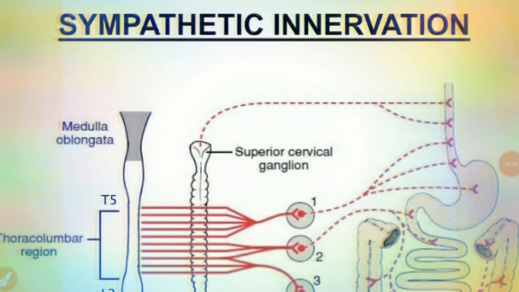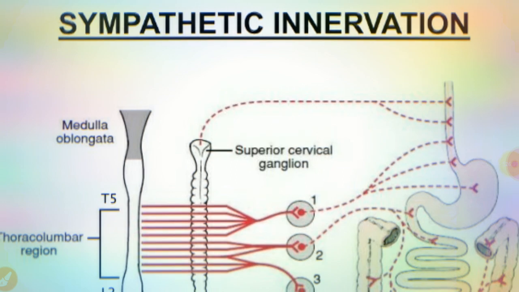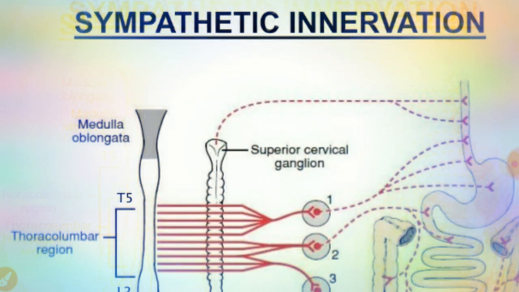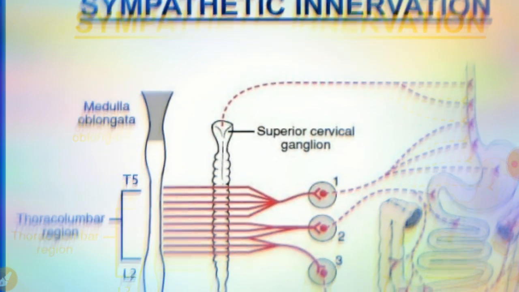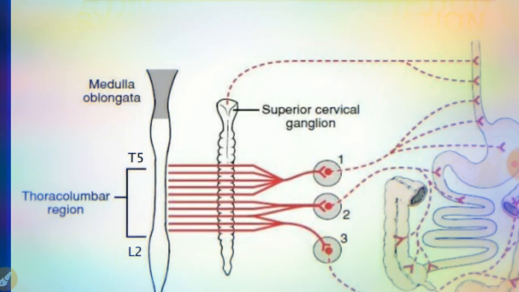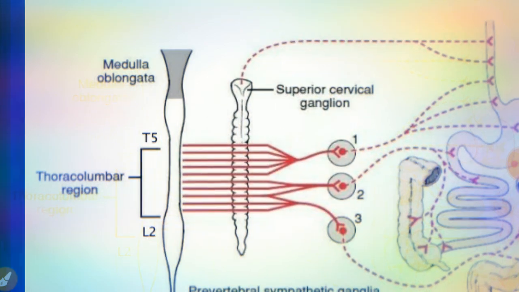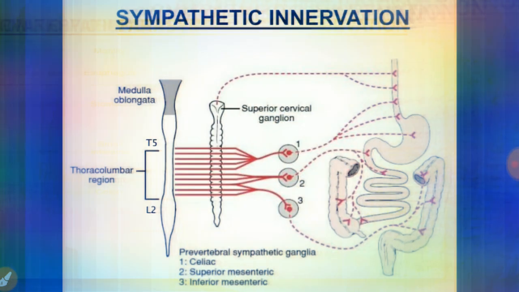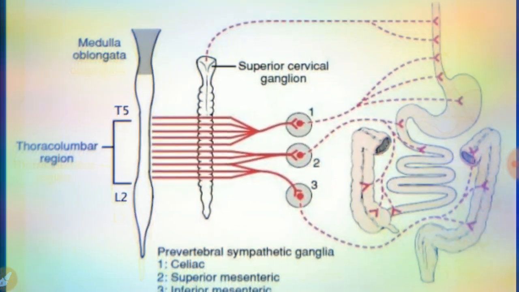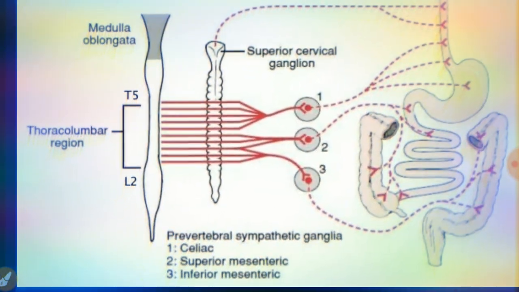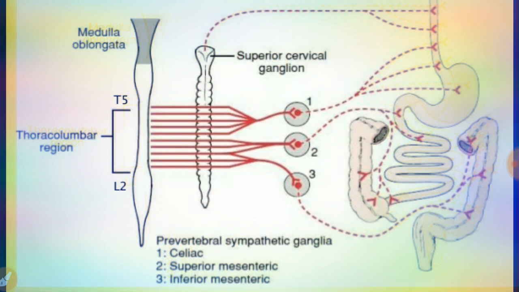See here, this is the sympathetic innervation. This picture shows you the sympathetic innervation: medulla oblongata and the thoracolumbar region, T5 to L2. See here, the superior cervical ganglion will be present over there, and the 1, 2, 3.